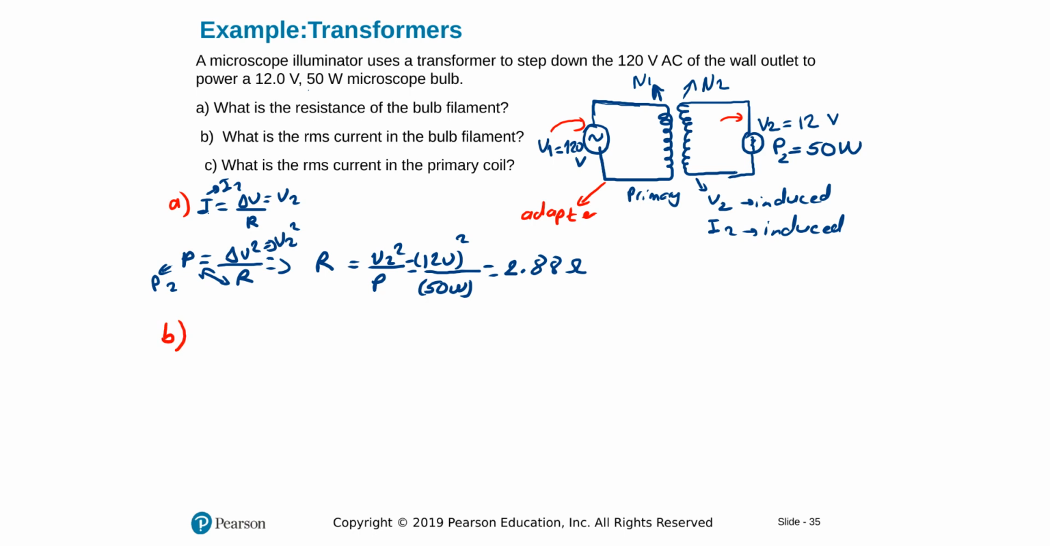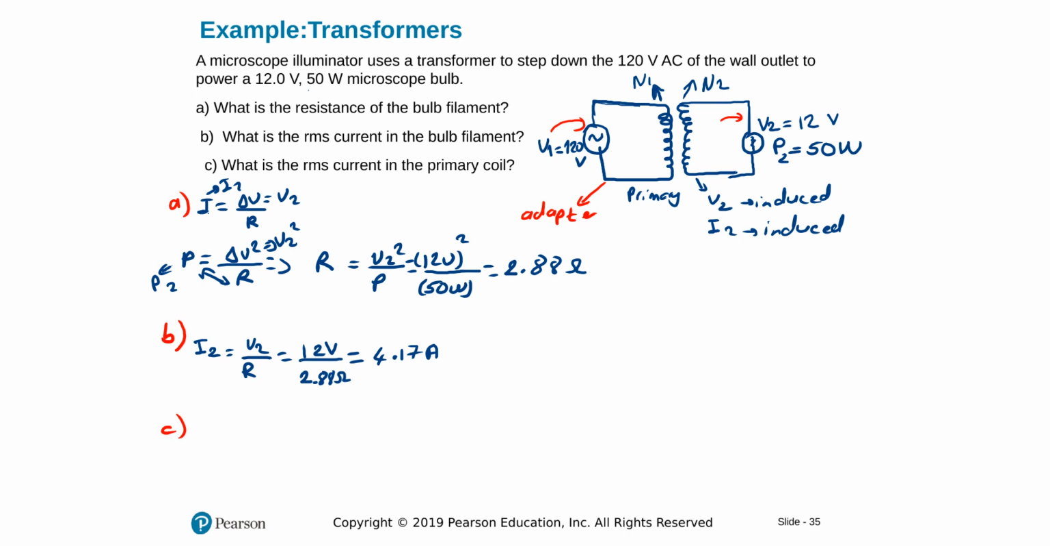B, what is the RMS current in the bulb filament? Alright, now I can use Ohm's law. I2 is equal to V2 over R. And I know everybody here, so I'll just put them in. 12 volts divided by 2.88 ohms, and that should be about 4.17 amperes. That's my I2.